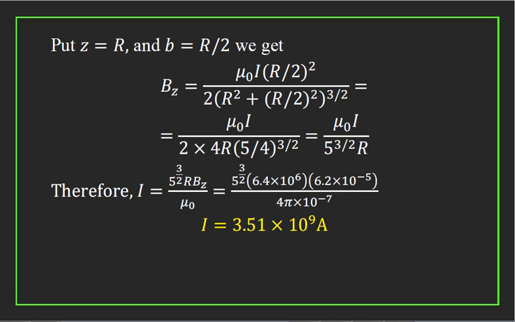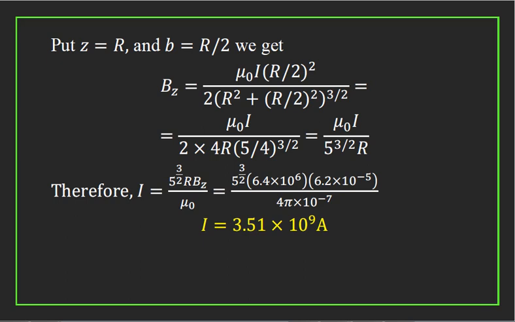So we get r square by r cube becomes r, and the remaining we get mu 0 I by 5 raised to 3 by 2 r. Therefore I will be equal to 5 raised to 3 by 2 r into Bz divided by mu 0. So 5 raised to 3 by 2, r is the radius of the earth, into Bz, which is 6.2 into 10 raised to minus 5, divided by mu 0, 4 pi into 10 raised to minus 7. So the current required is 3.51 into 10 raised to 9 ampere.